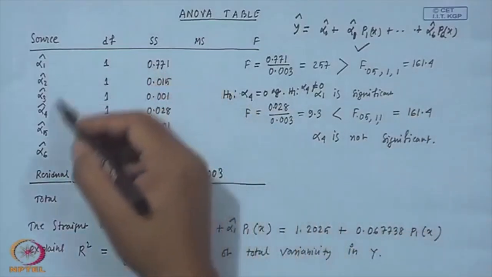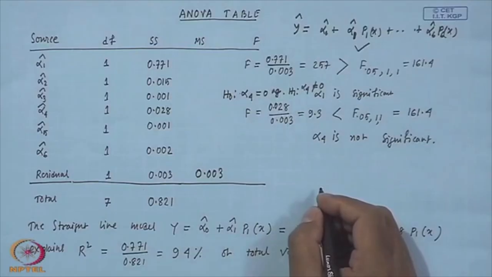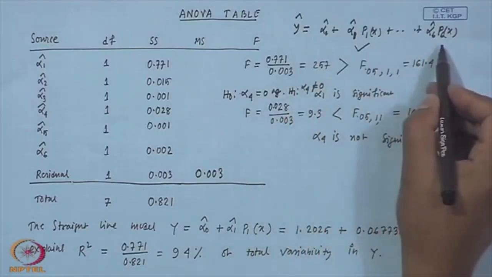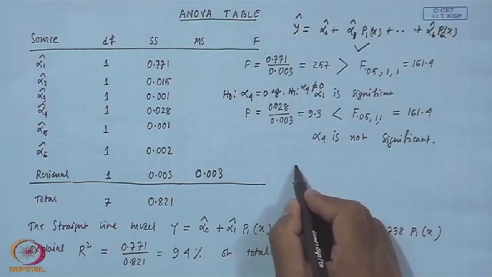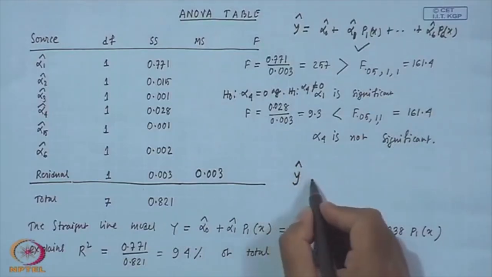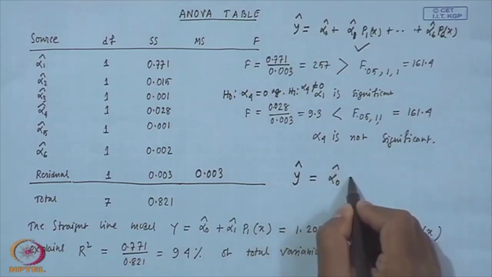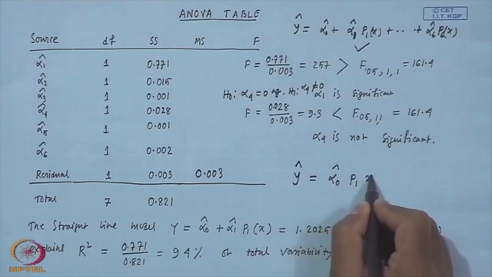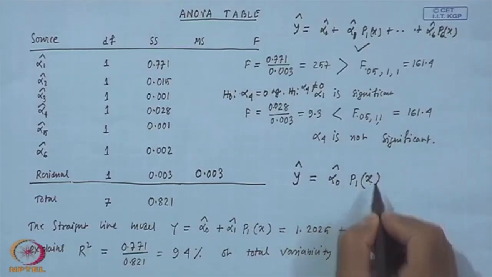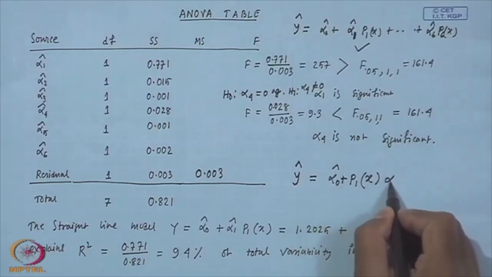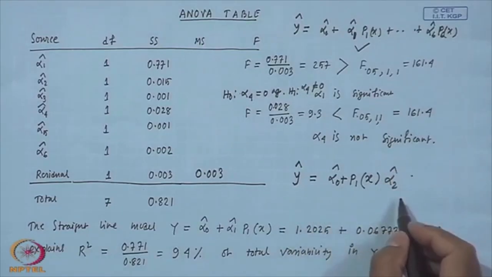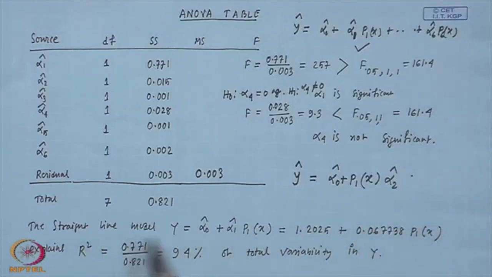So, what this test implies is that instead of going for a polynomial of order 6, you can simply fit a straight line model like y hat is equal to alpha naught hat plus p 1 x alpha 1 hat. So, this is the model you can go for. The straight line model is this one, and here is the fitted model you can see.